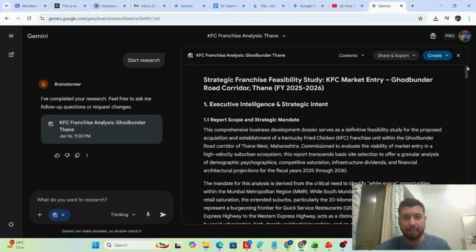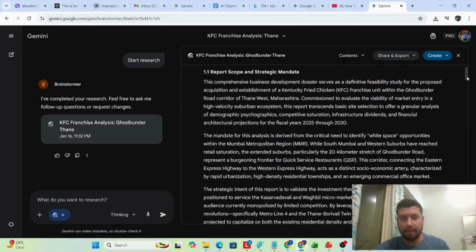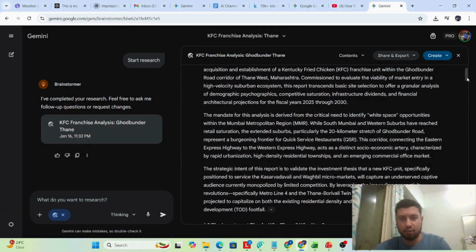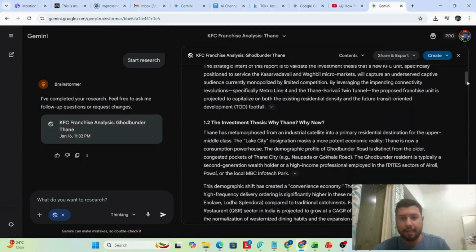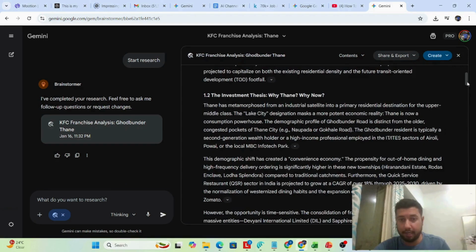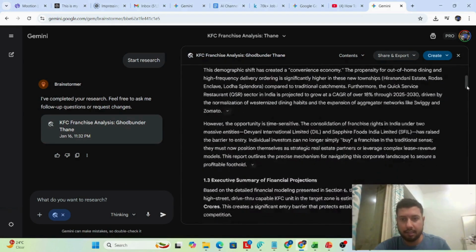Okay, so we have the results, and look at it. It's a comprehensive report, starting from the executive intelligence and strategic intent. And you can just look at it. It is also mentioning that it is derived from the critical need to identify white space opportunities within the Mumbai metropolitan region. And then investment thesis, why Thane, why now. It is mentioning all these details over here.